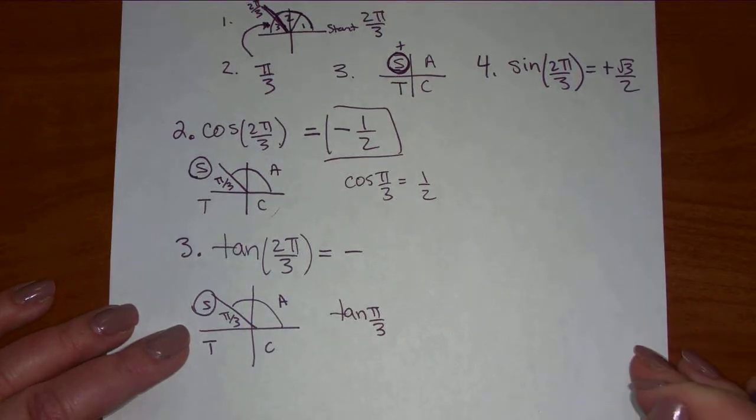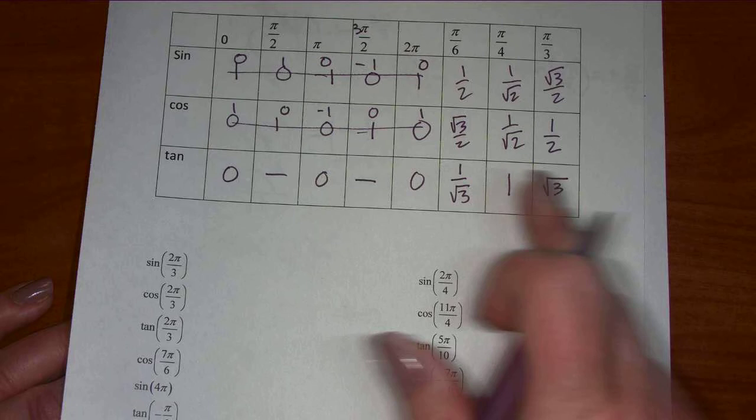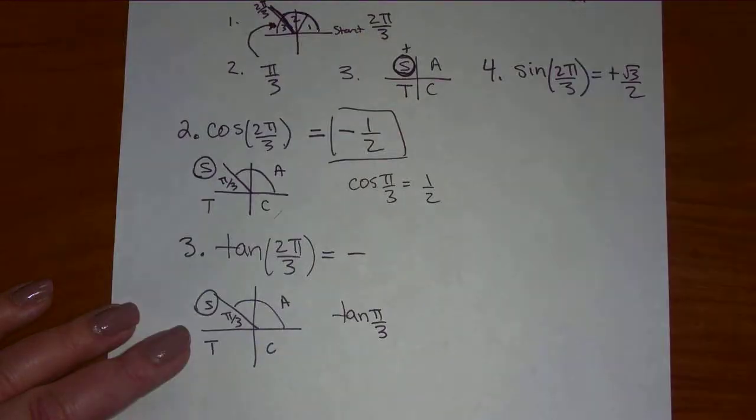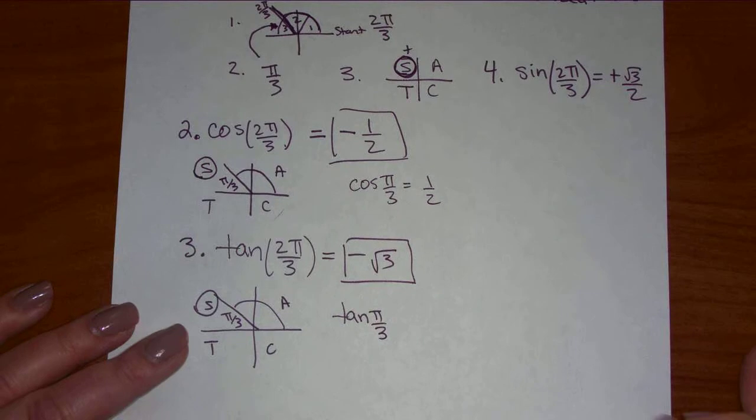Yeah, if you look in your table, tan of pi over 3 is root 3, so negative root 3. Okay, questions? Okay, so let's go to a new angle.